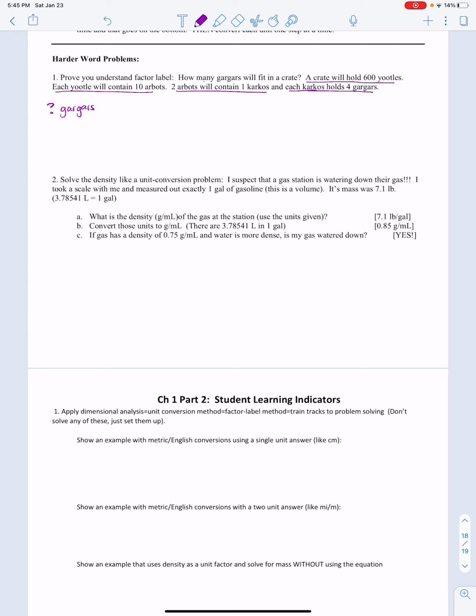A crate holds 600 udels. 1 crate equals 600 udels. See, a crate, that's the same thing as saying 1. Each udel, again, that is 1 udel, is 10 arbots. 2 arbots will contain 1 carcos. And then each carcos, again, 1 carcos equals 4 gar-gars.